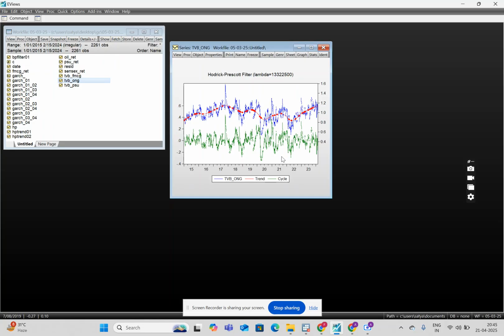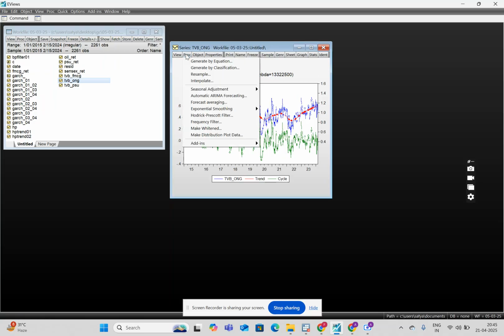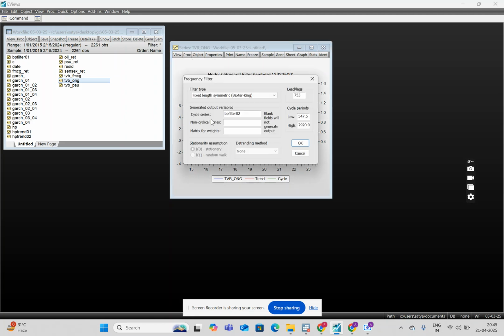So we can use other filters like the Baxter King filter. Let us see how we can use that. Okay, so this is the fixed length symmetric Baxter King filter. It is also not a very accurate kind of a filter because Baxter King pointed out that the length of the moving average should be fixed over the entire time period, and they have a specific lead lag relationship which might not always be correct in the context of the research question that we are working on.